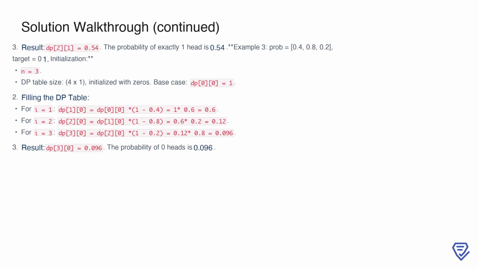For the second coin, the probability is dp[2][0] = dp[1][0] * (1 - 0.8), which equals 0.12. Finally, for the third coin, the probability becomes dp[3][0] = dp[2][0] * (1 - 0.2), resulting in 0.096. This gives us the final probability of attaining 0 heads, which is 0.096.